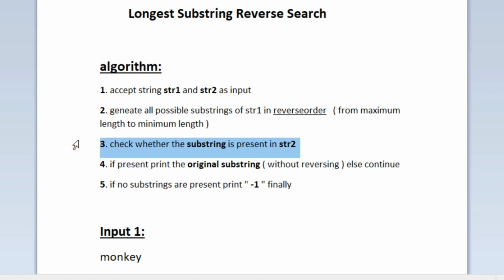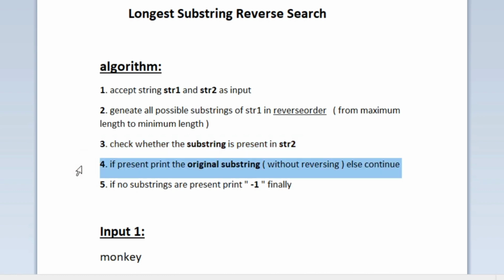And after generating every substring, we have to check whether the substring is present in str2. If it is present, then we have to print the original substring. So original substring, in the sense, we have to print the substring without reversing it. That is our original substring, because for checking we will be reversing our original substring. So in our output we have to print the original substring, not the reversed one.